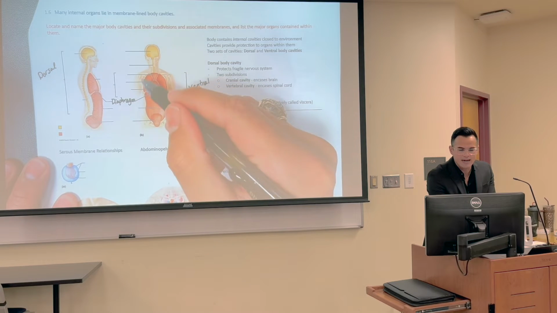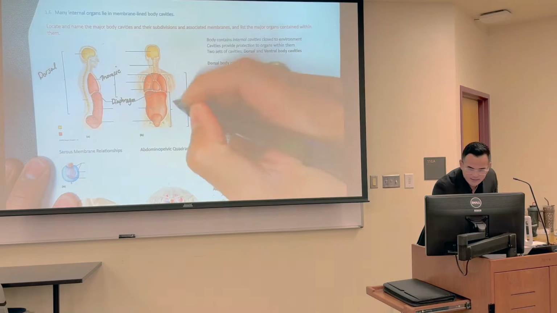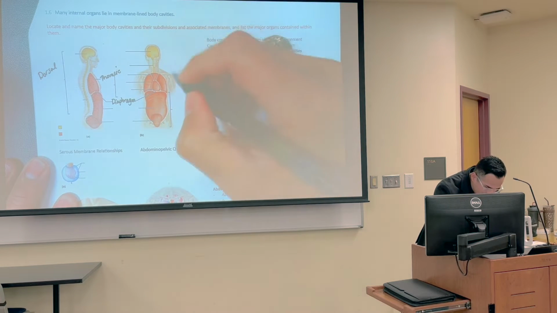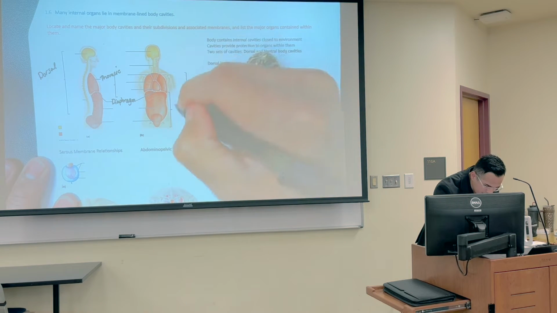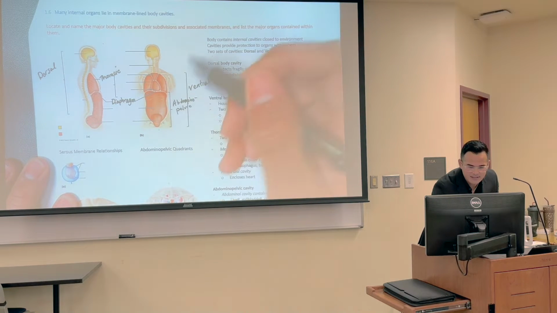And what is this cavity here at the top? Which one is that? Thoracic. This one here at the bottom. So as a whole, it's known as the abdominopelvic cavity. So this is the pelvic cavity, and then this is the abdominal cavity itself.